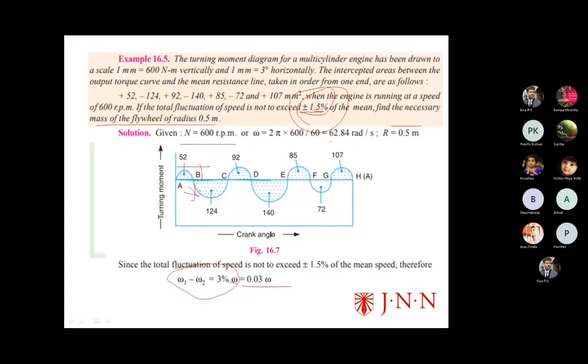After simplifying, we will get 62.84 radian per second. So R equals 0.5; the radius value is given as 0.5 meter.